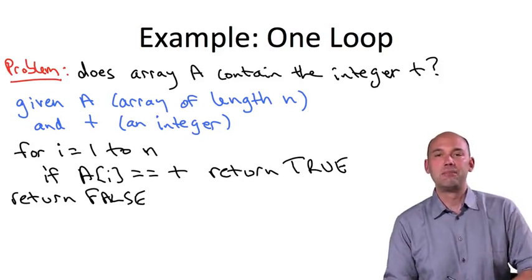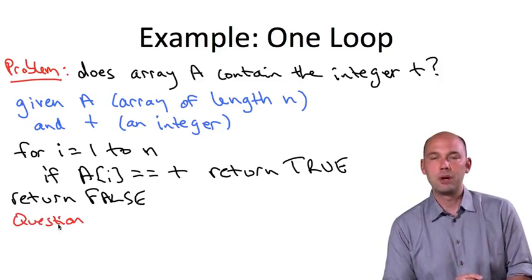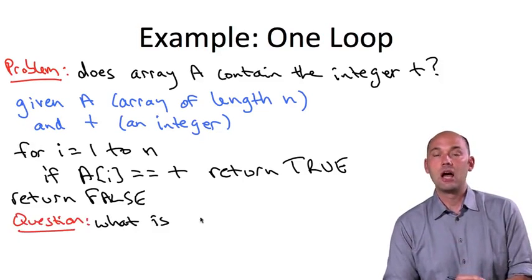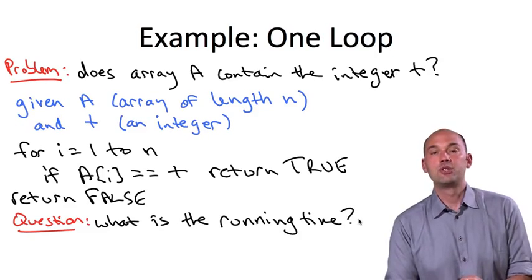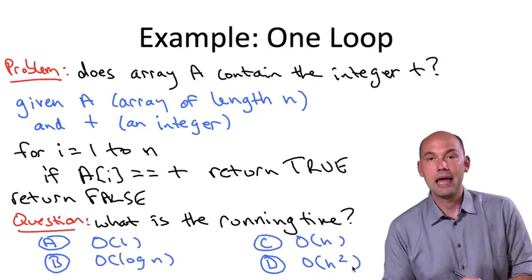We haven't formally defined big O notation, but I've given you an intuitive description. What would you say is the running time of this algorithm as a function of the length of the array, capital A?